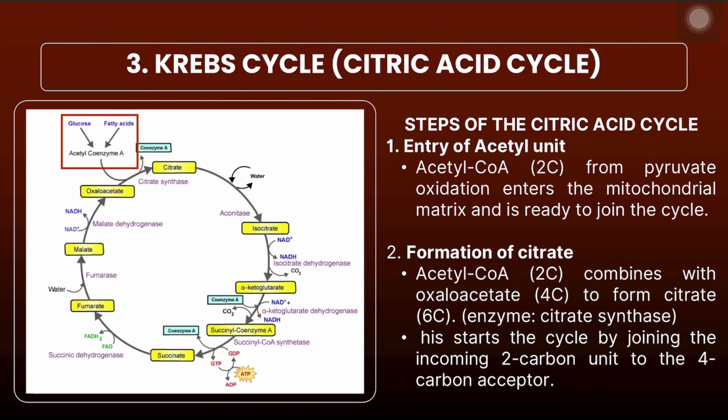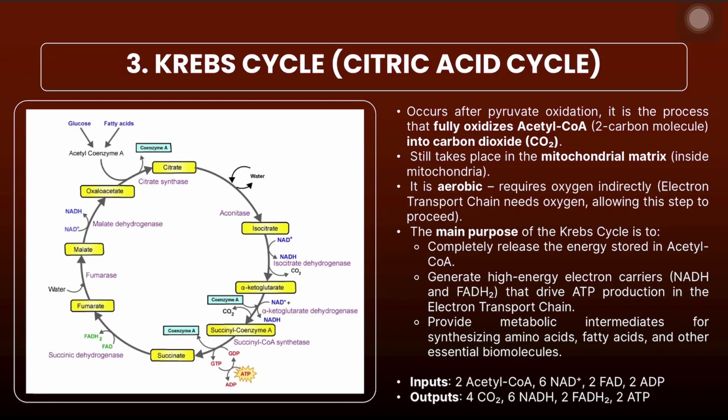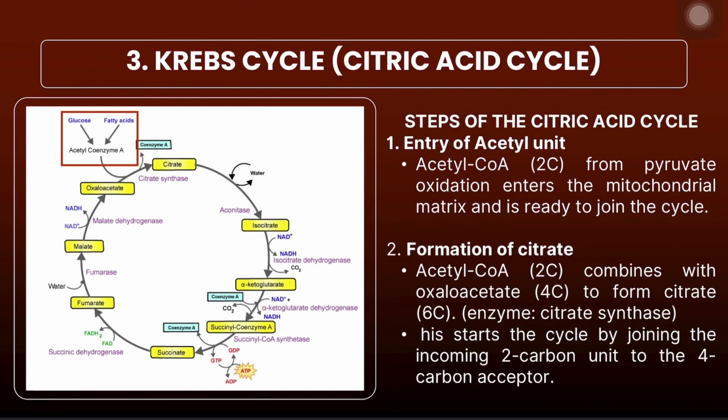Okay? So aside from that, we also have the inputs and outputs of the Krebs cycle. For the inputs, we have 2 acetyl-CoA, 6 NAD+, 2 FAD, and 2 ATP. And of course, we also have the outputs of the Krebs cycle, which are 4 carbon dioxide, 6 NADH, 2 FADH2, and of course 2 ATP. Okay? So now we'll discuss the long process of the Krebs cycle. Let's discuss it step by step and thoroughly.